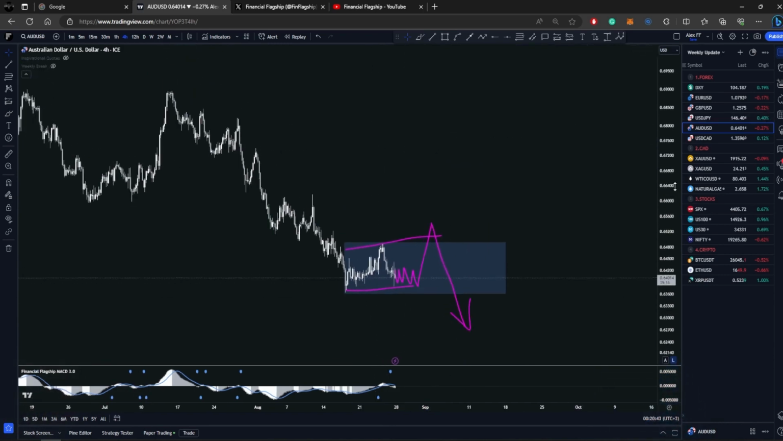Keep in mind that this correction here could develop into something deeper, so it might crawl its way up here and then drop. But for now, what I'm expecting, because we don't have divergence between this low and this low, as you can see on my MACD here, I'm expecting here a deeper consolidation and then a move towards the downside. So let me make things clear for you guys.